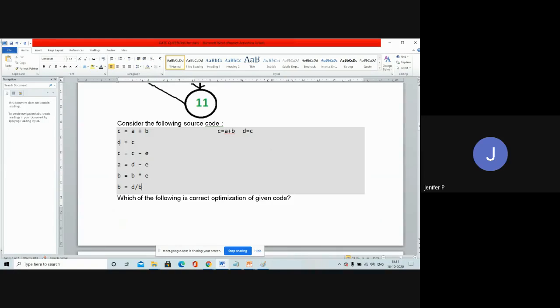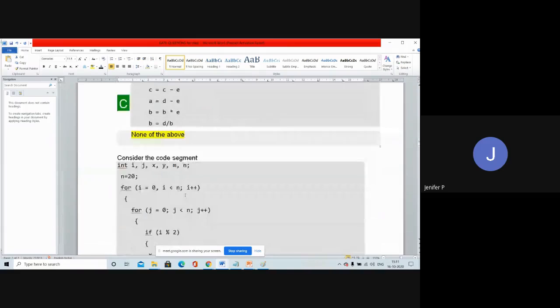Okay, in that case we cannot delete this D equal to C. Okay, because it has been rechanged to C equal to C minus E. Right? So that's why this is actually an optimized code. We cannot change it. So your answer will be none of the above.